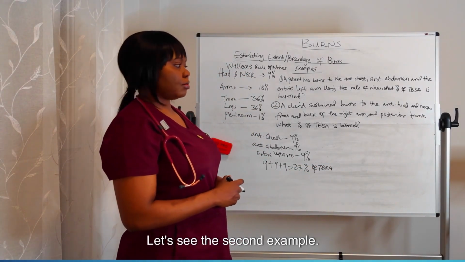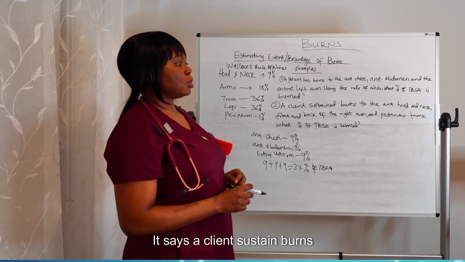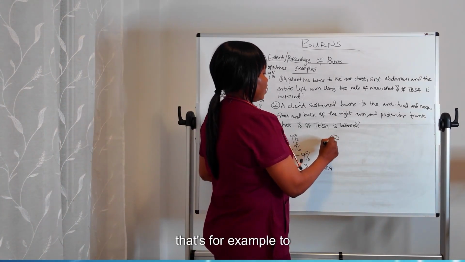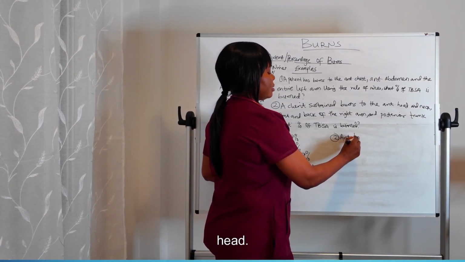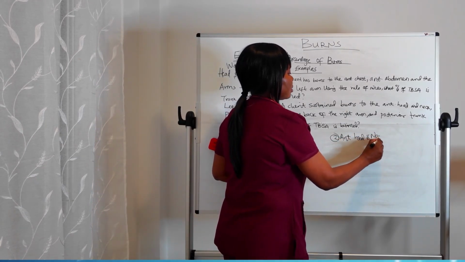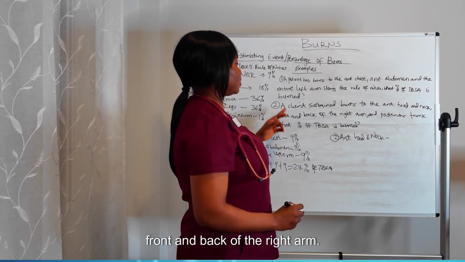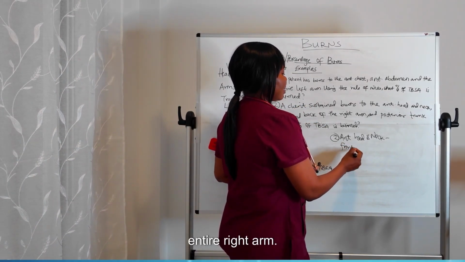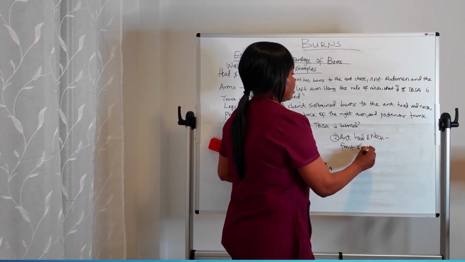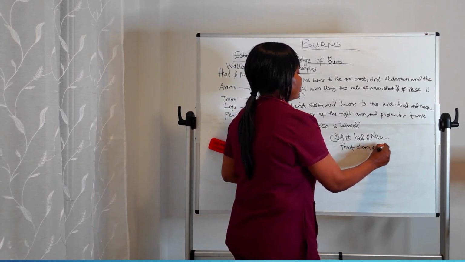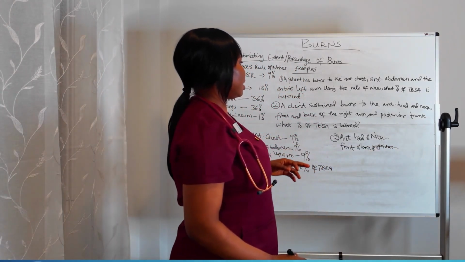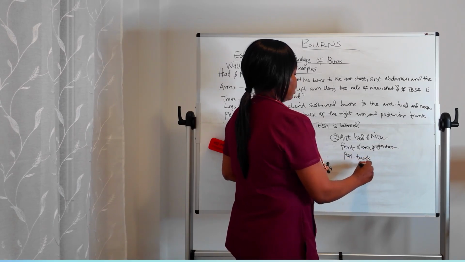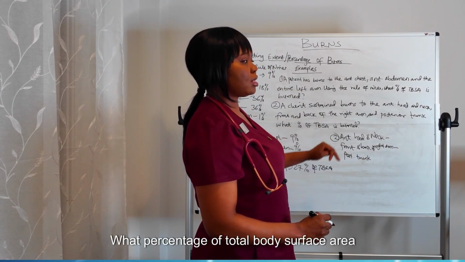Let's see the second example. It says a client sustained burns to the anterior head and neck. So that's example 2, anterior head and neck. Front and back of the right arm. That is the entire right arm. And posterior trunk. What percentage of total body surface area is burned?